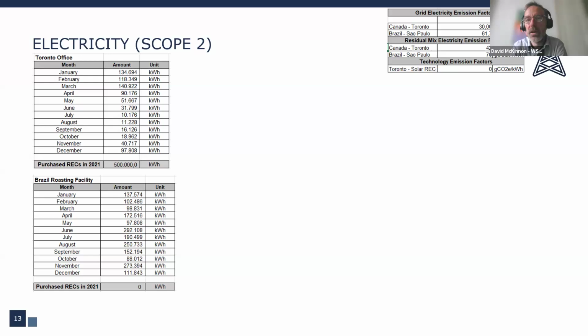But then we also have the residual mix electricity emissions factor. Now, this is the emissions from the grid once you have removed all of the sold RECs within the grid. And that's why it is higher than the emissions factor as just the grid mix average.